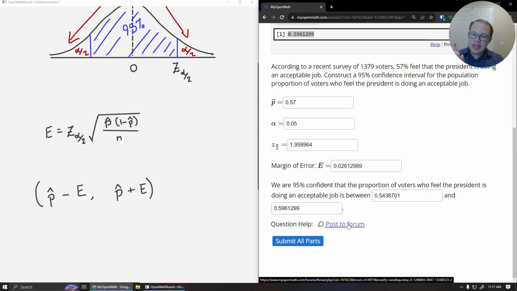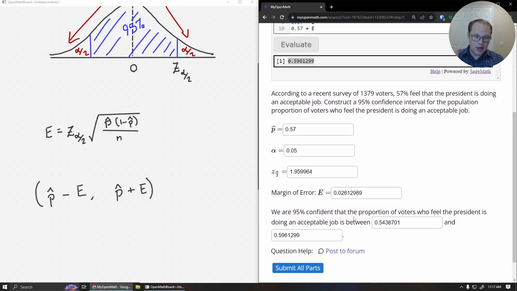Which means we are 95% confident, based on our sample data, that the true proportion of voters who feel the president is doing an acceptable job is between 0.5438701 and 0.5961299. So about between 54 and 60%. That's where we think that the true population proportion is. Okay? So this allows us to estimate that population proportion while still capturing that sense of uncertainty we get because we're not gathering data for the whole population. We're just gathering it for 1,379 voters from that population.